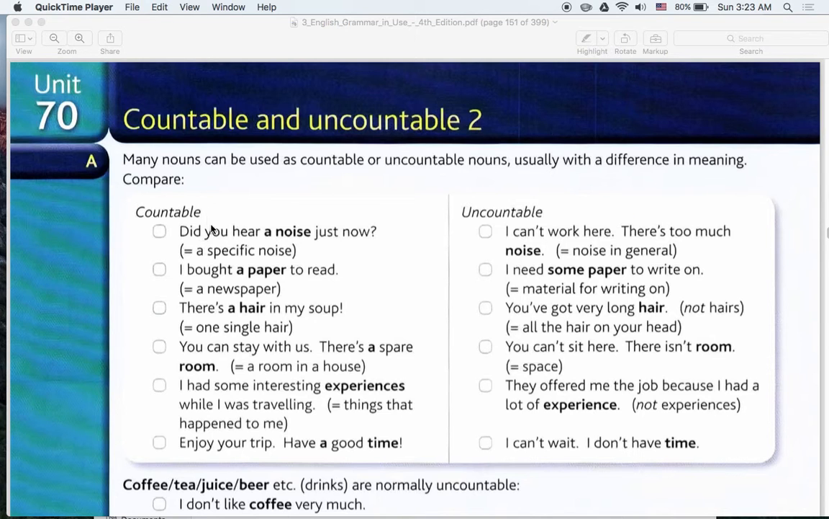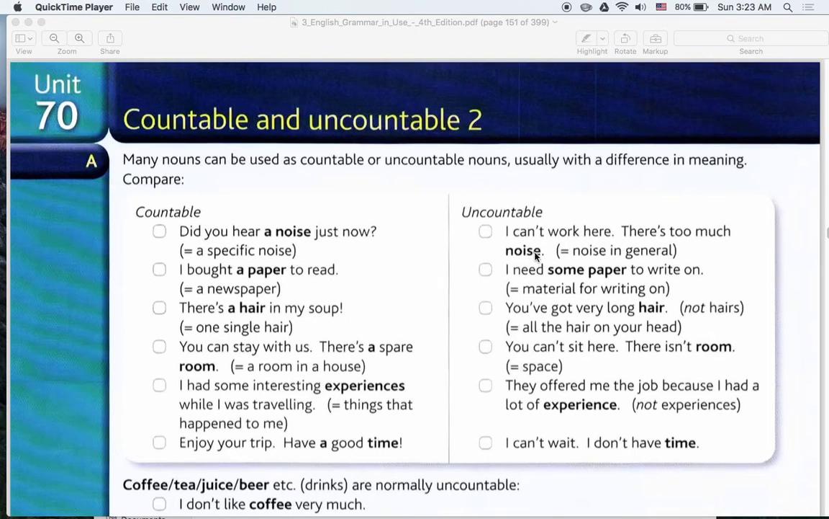Compare. Countable: Did you hear a noise just now? A specific noise. Uncountable: I can't work here. There's too much noise. Noise in general. So, as you can see from here, noise can be used with an article or without an article. The difference is that here it is a particular sound, while here it is sounds, loud sounds, maybe irritating sounds in general.